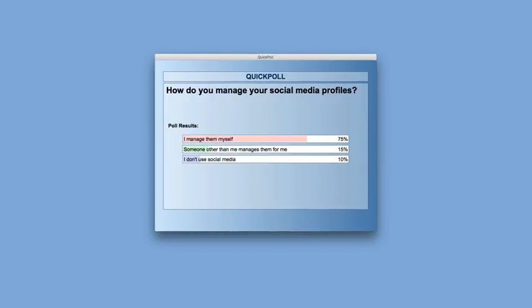And results are in. Okay, so how do you manage your social media profiles? 75% said I manage them myself. So we're probably talking to a lot of solo and small firms here. 15% said someone other than me manages them for me, and 10% do not use social media. Is that a little higher than you thought for managing themselves, Gina?